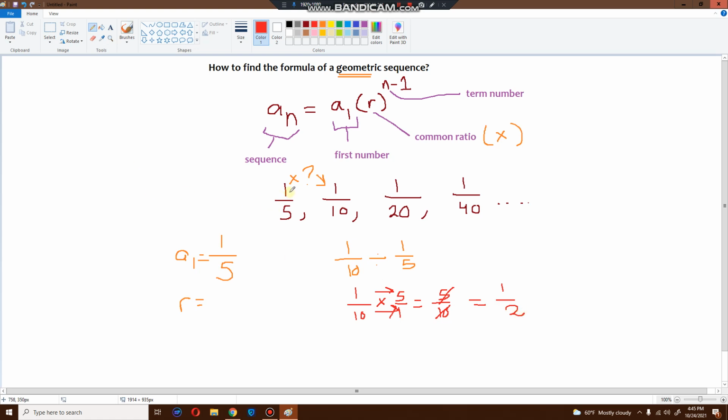So I multiplied 1 over 5 by a half to get 1 over 10. I'll check over here. 1 over 10 times a half will definitely get me 1 over 20. 1 over 20 multiplied by a half will definitely get me 1 over 40. So that is confirmed. My common ratio is a half.